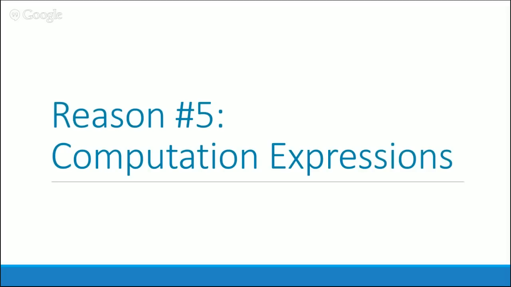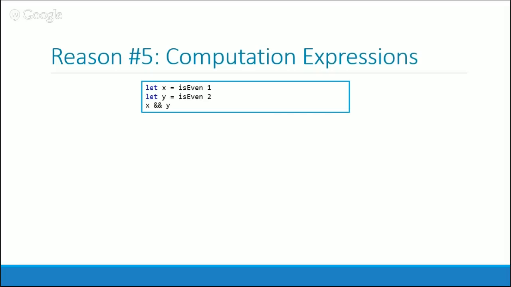And the last one is going to be computation expressions. So this is a pretty advanced feature. I will try to simplify the feature here so it's easy to understand. What we have here is code where in the first line we are evaluating if 1 is even, that is going to be false. Then the second line we are evaluating if 2 is even, that's going to be true, and the last one is going to be false because of the first one.